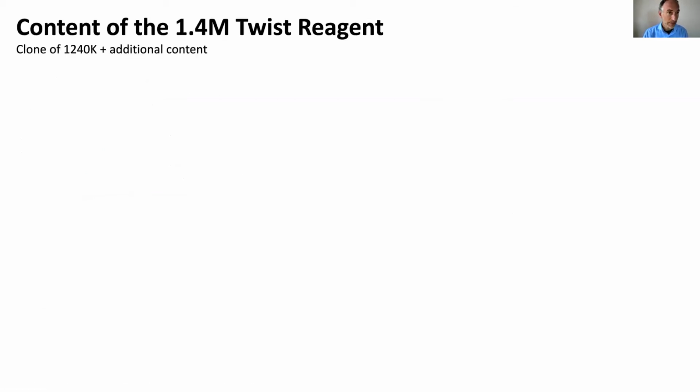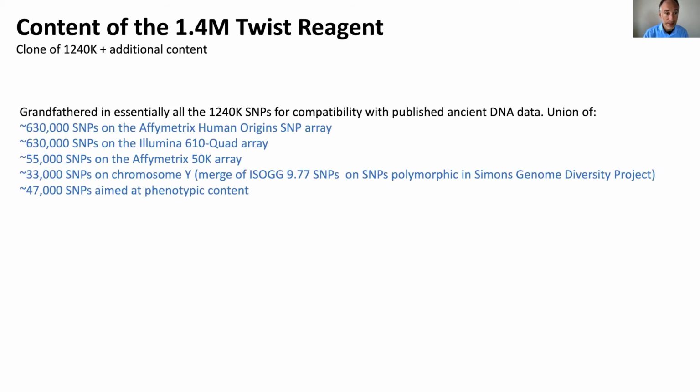So now I'll tell you a little bit about the content of the 1.4 million SNP Twist reagent. It's a clone, basically, of the 1240K reagent plus additional content. So here's the 1240K content. It has all of the SNPs, or nearly all of them, from the Affymetrix Human Origins SNP array, which has been genotyped on almost 10,000 people from almost 1,000 populations around the world, present-day groups. Almost all the SNP content of the Illumina 610 Quad array, a standard genome-wide association study array. Almost all the content of the 55,000 SNPs on the Affymetrix 50K array.